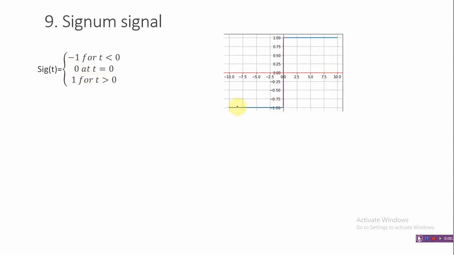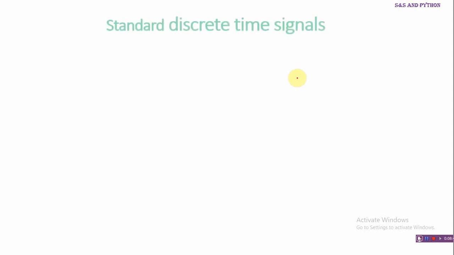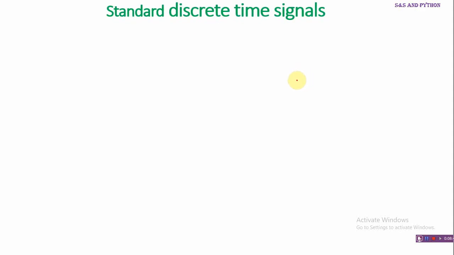For t negative, its value is minus 1. For t positive, its value is plus 1. At t equal to 0, its value changes from minus 1 to plus 1, and it will have a value equal to 0 at t equal to 0. Next, let us take the standard discrete time signals. So one is the exponential signal.